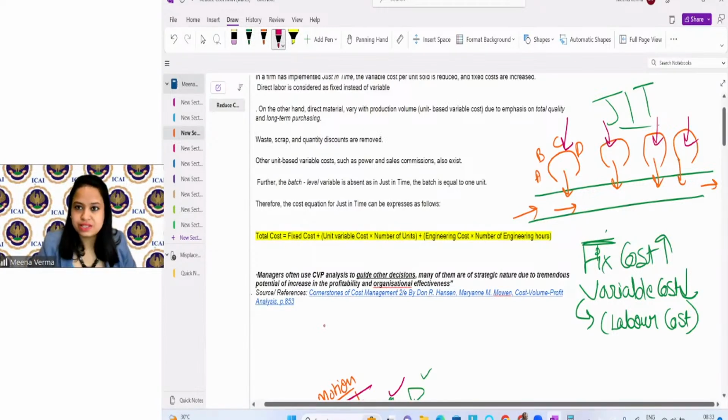Labor cost will drastically reduce. All right. So you can read it from here also.